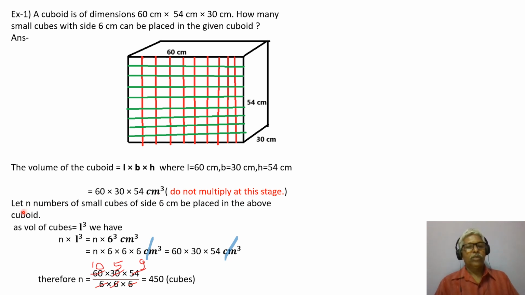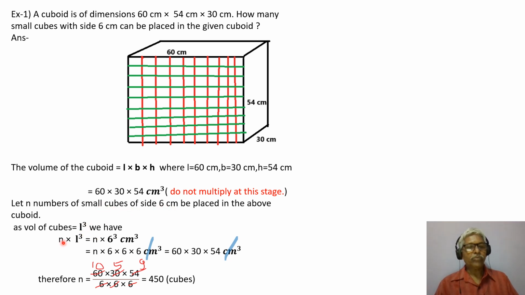Now the next part, see this part. Let n numbers of small cubes of size 6 centimeters be placed in the above cuboid. So the number we have considered is n. The volume of one cube, this is a formula, L cube. L is not this L, but this L is equal to 6 centimeters, the side of the cube.